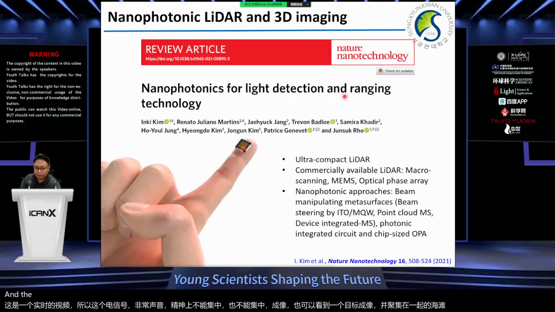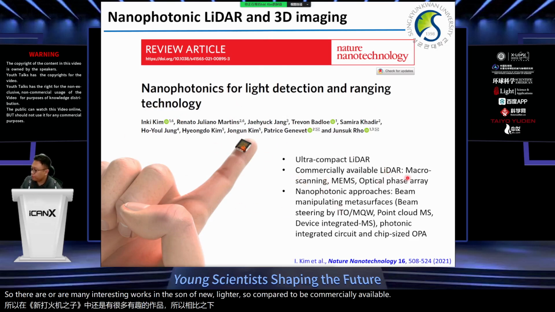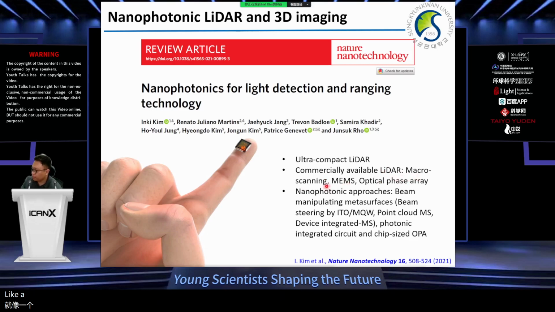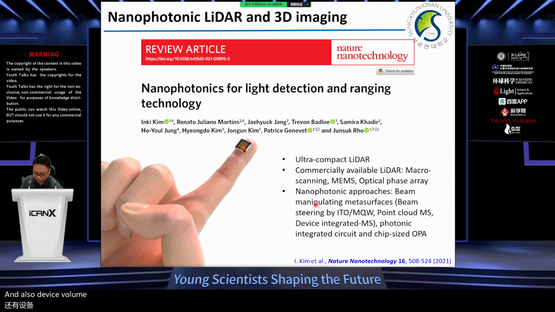And the final example is nanophotonic LiDAR. There are many interesting works in this nanophotonic LiDAR. Compared to the commercially available LiDAR, like macro scanning methods or MEMS methods, nanophotonic approaches can have many advantages because they don't have any moving parts, so it is quite robust, and also device volume can be reduced further.